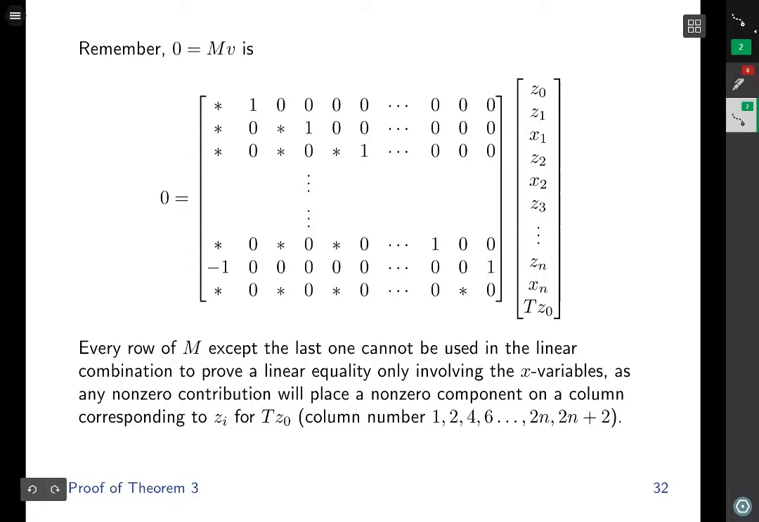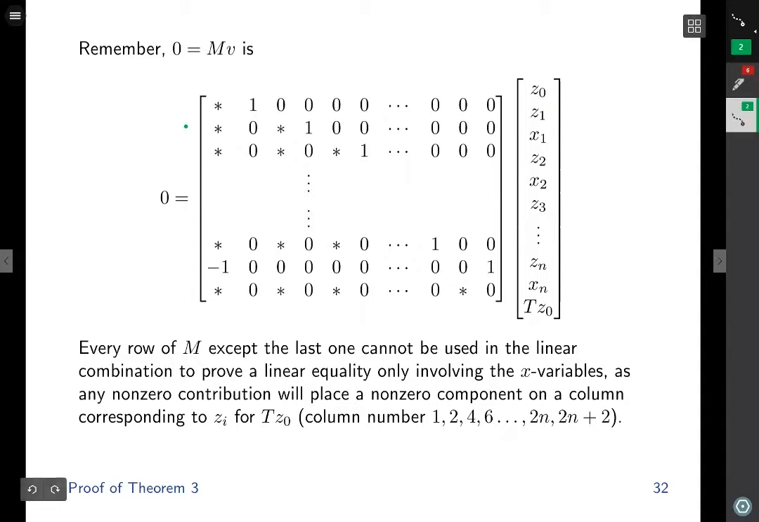Remember, 0 equals mv, the top part of the linear system 0 equals lv, looks like this. Every row of m except the last one cannot be used in the linear combination to prove a linear equality only involving the x variables. This is because any non-zero contribution will place a non-zero component on a column corresponding to z or tz. For example, if this row were to be used in the linear combination, then a non-zero component would be introduced into this column, and no other row can cancel out that non-zero. This column corresponds to z1, a z variable, and therefore any resulting linear equality will involve the variable z1.